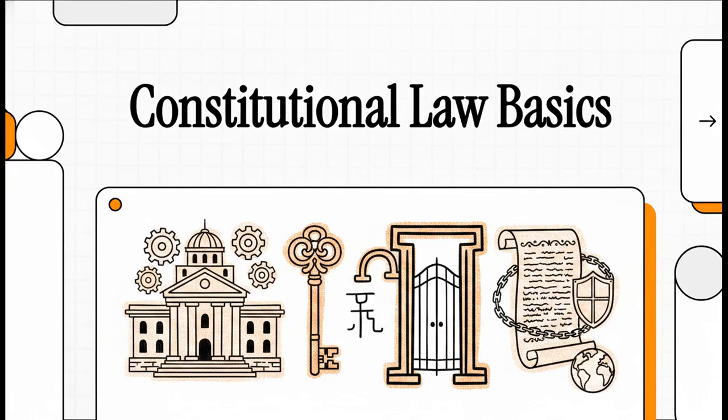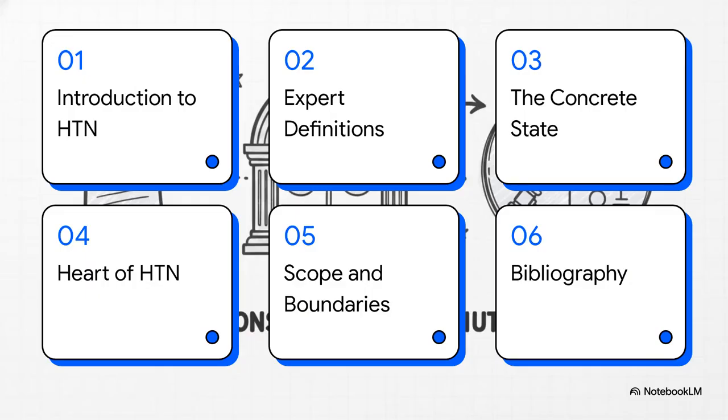Okay, let's jump right in. Here's a quick look at our roadmap for today. We'll start with a broad intro to constitutional law, check out how some of the top experts define it, and then zero in on our main objects of study, the concrete state and the Constitution. After that, we'll map out the strict boundaries of the field, and finally, wrap things up with a scholarly reflection and our required reading list.